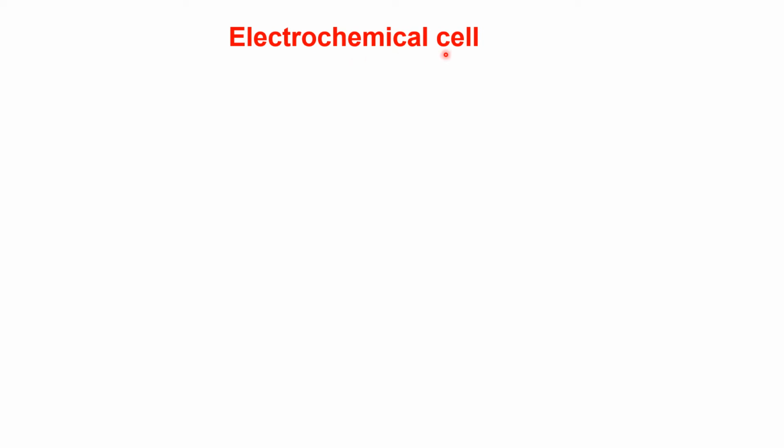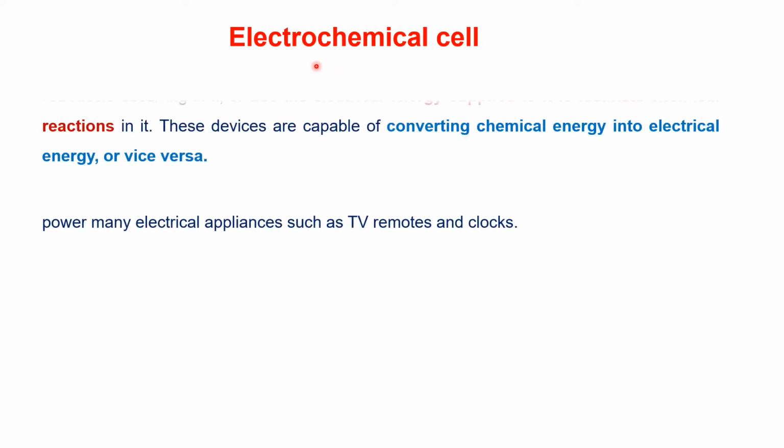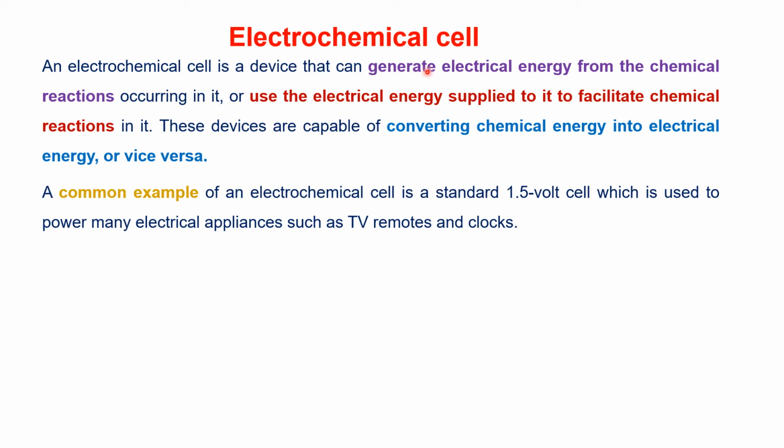Electrochemical cell. What is an electrochemical cell? It is a device that can generate electrical energy from a chemical reaction. It means that there will be a chemical reaction, normally a redox reaction, and it will produce electrons, electrical energy or electrical current. Or we can supply electrical energy through a battery, and it will facilitate some chemical reaction.